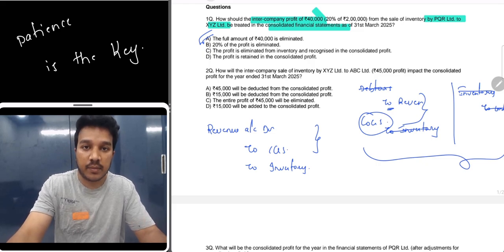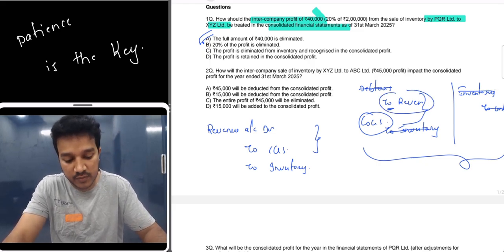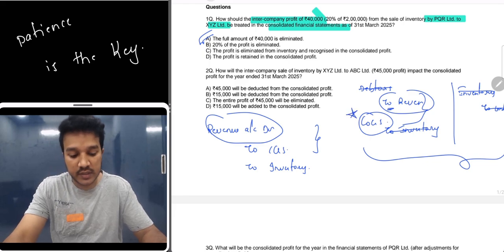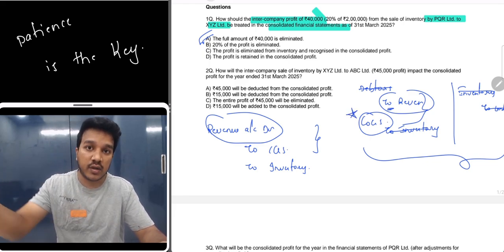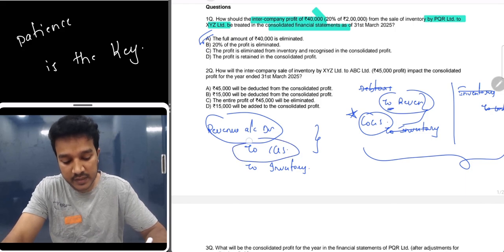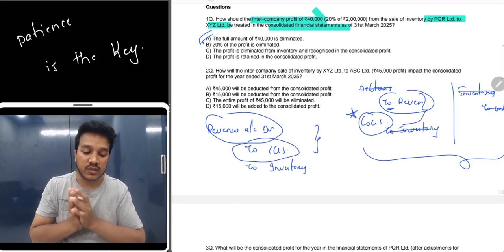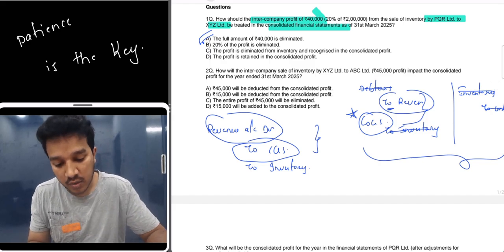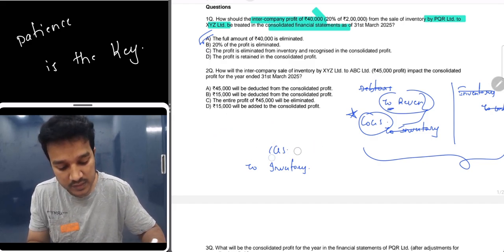But this is what happens, your revenue credited before will be debited in the consolidated financial statements, and your cost of goods sold debited in the principal, like the holding company's books, will be credited in the consolidated financial statements. That means they're eliminating everything, all the intercompany transactions. I hope this is clear. Let's see the second question now.